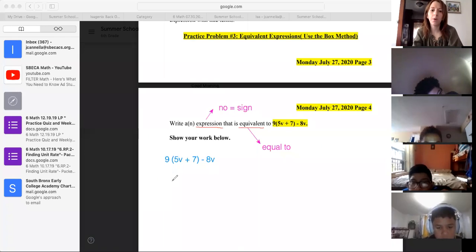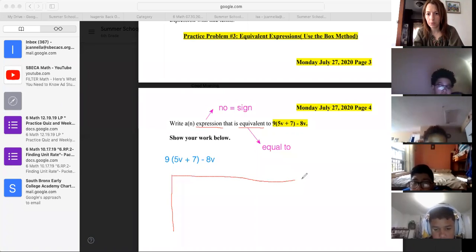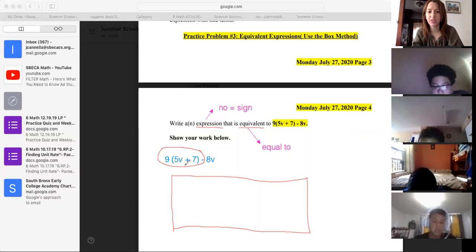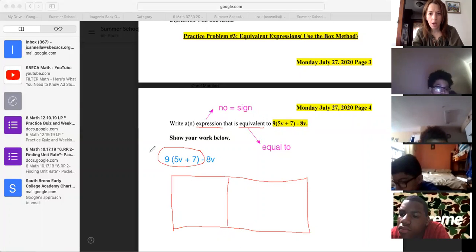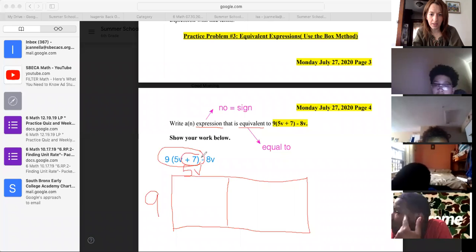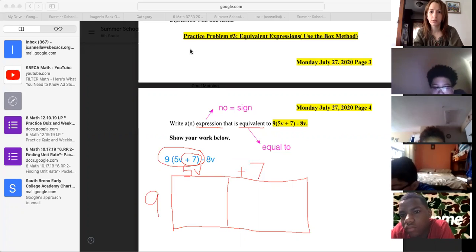We want to now break this apart into a box. Here's how it's going to look. We're going to make this big rectangular box, if you recall from the school year. Okay, the first thing is we want to take care of what's in the parentheses, which is the 9 parentheses 5v plus 7. So I'm going to divide this box to the best that I can in half. I'm going to write 9 over here. And then I'm going to put 5v at the top because that's the first term in the parentheses. And then I have to add the 7. So I put a plus 7. Everyone should be doing that now. If you just entered or if you're on, please make sure I get my work.